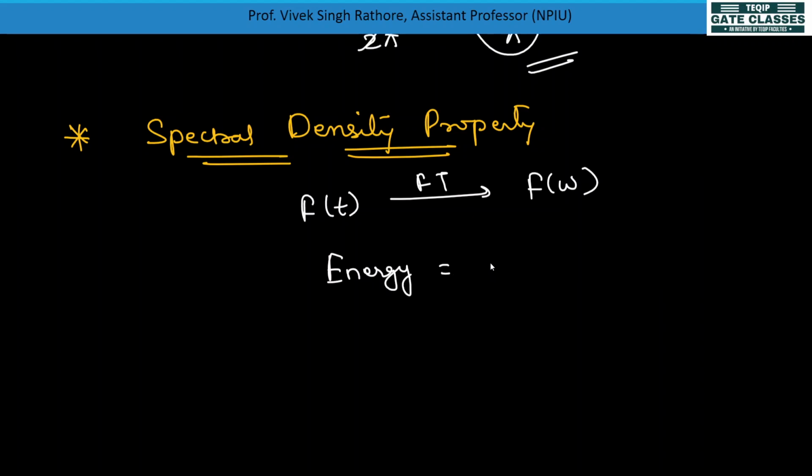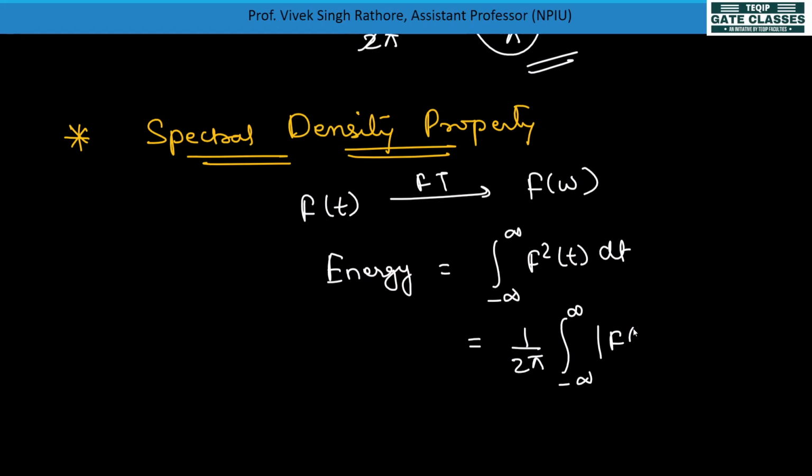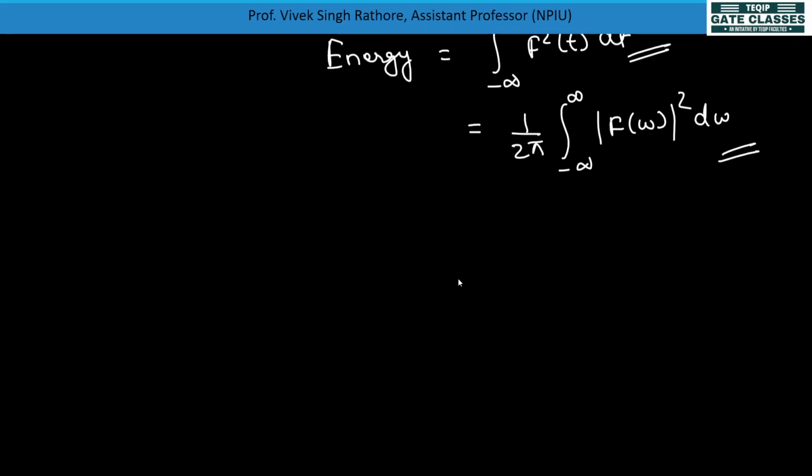what can you do? The simplest way, as you may remember earlier, is the integral from minus infinity to infinity of f square t dt, which is the formula for calculating energy. It can also be calculated in the frequency domain: 1 by 2 pi, the integral from minus infinity to infinity of mod of f of omega square d omega. This is the value for calculating energy. So either in the time domain or in the frequency domain, you can calculate the energy value, no problem with that. But this was in the time domain.